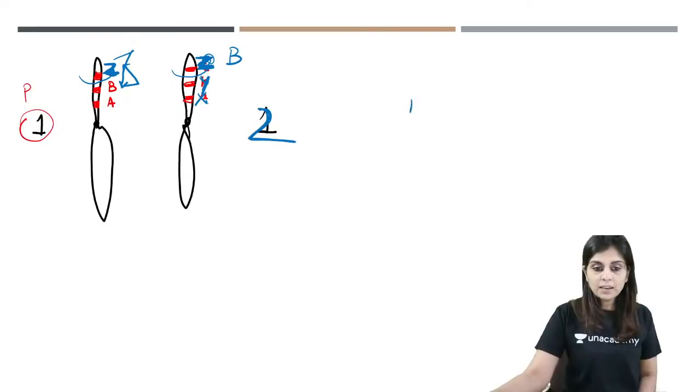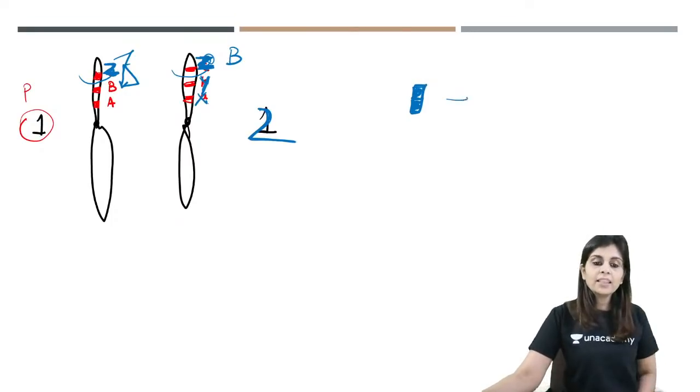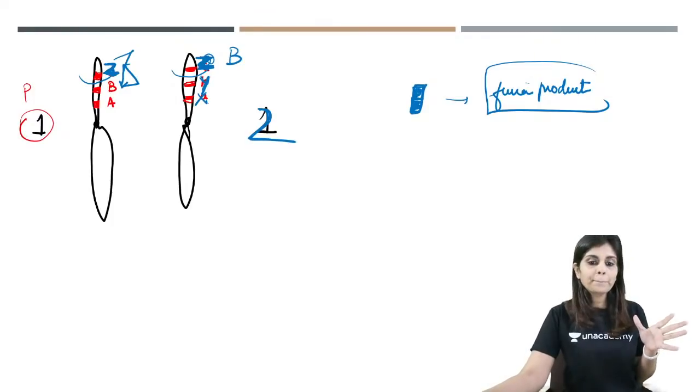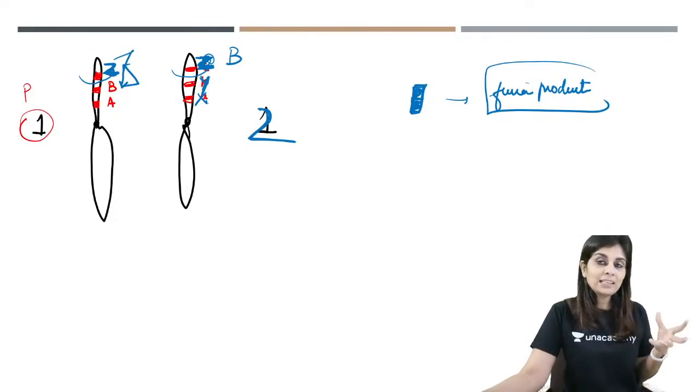Or sometimes B gene sequences and Z gene sequences together form one transcription unit. They form one gene and produce a fusion product that has totally different properties. Do you know an example for it? A fusion product with totally different properties resulting in a disease.